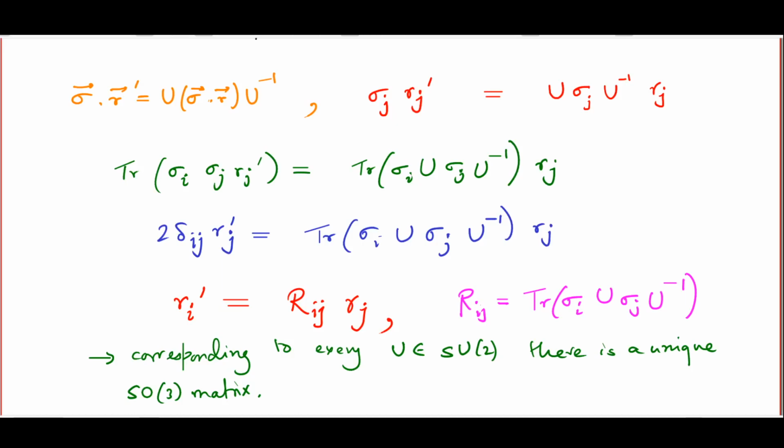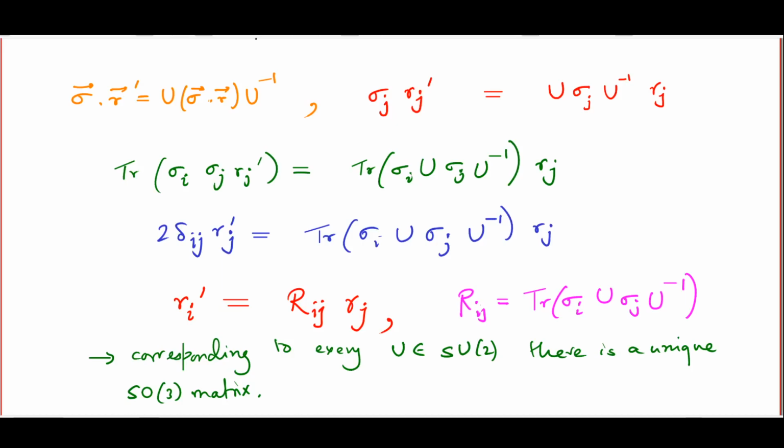The next step would be to realize that if you were to multiply both sides of this equation with a specific sigma matrix, say sigma i, and then take the trace, then on the left hand side you really have trace of sigma i sigma j rj prime. Again, rj primes are just numbers. They can be taken out of the trace, that is, you can find the trace of sigma i sigma j and then multiply the result by rj prime.